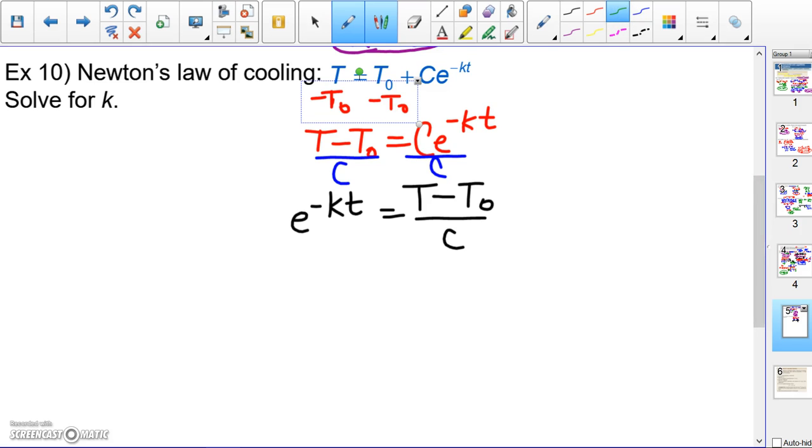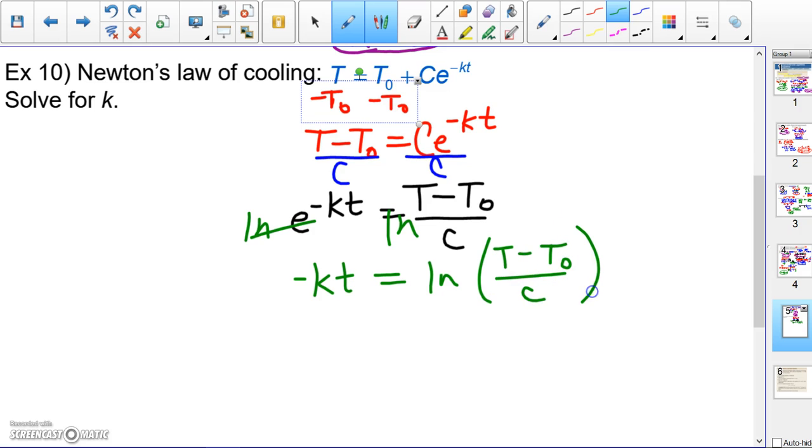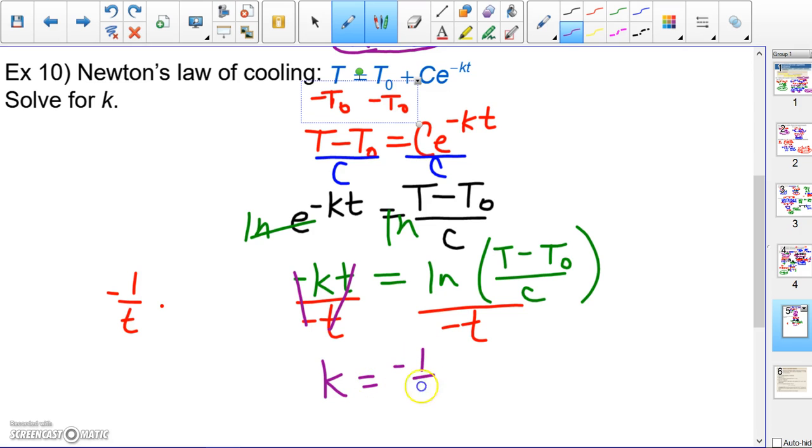I need to get rid of an e, so we're going to do a natural log of both sides. Negative kt equals natural log of t minus t0 over c. And now I need to divide by the negative t. If I want k by itself, I'm going to divide by negative t. But we're going to do kind of a math trick. Instead of division, we're going to think of that as times negative 1 over t. So the t is going to cancel and the negative is going to cancel, leaving me k equals negative 1 over t times the natural log of t minus t0 over c.